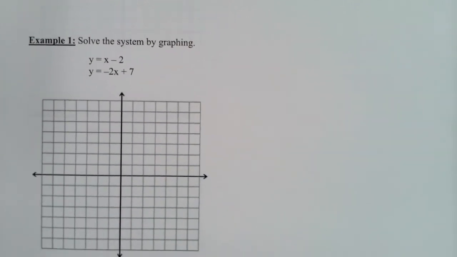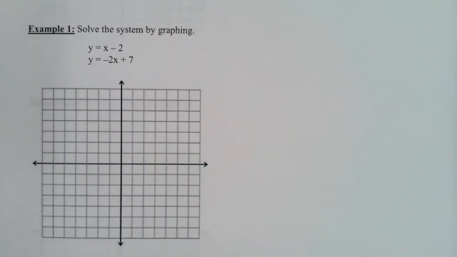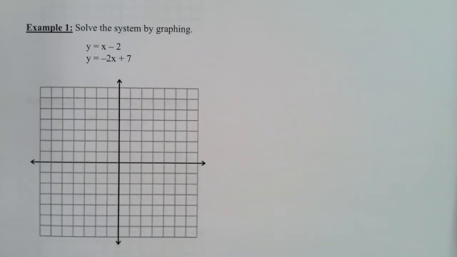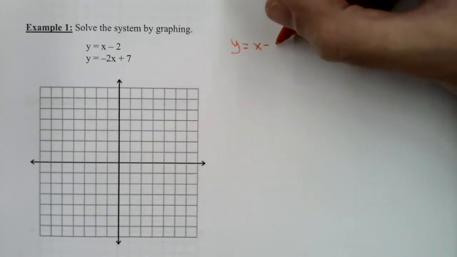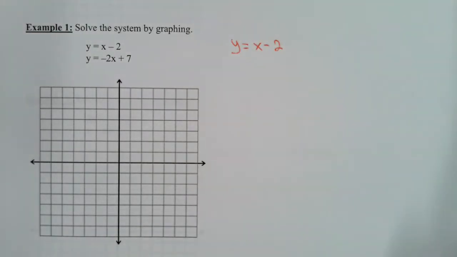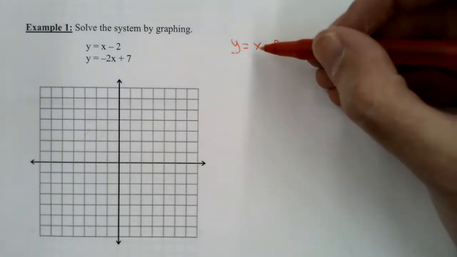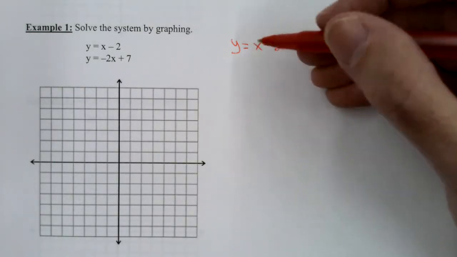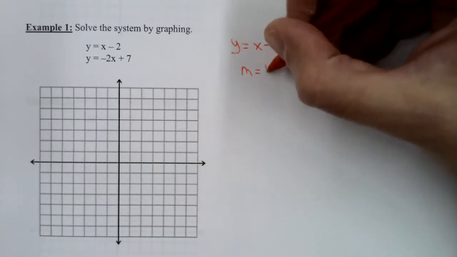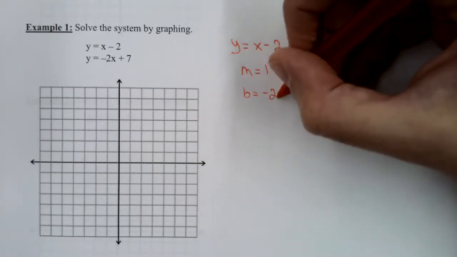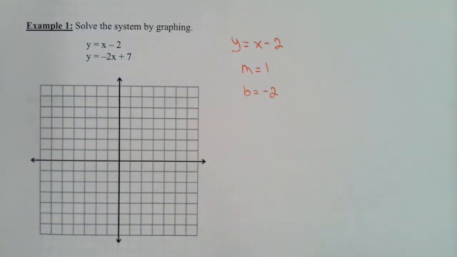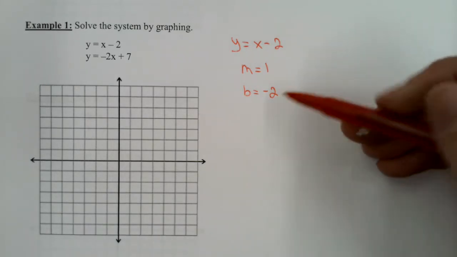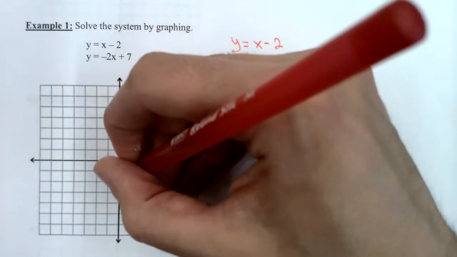All right, so let's get to our first example. It says solve the system by graphing. So let's start with the first equation, y equals x minus 2. That is in slope-intercept form, y equals mx plus b form, where the slope m is right here. There's nothing there, so that means the slope is 1, and the y-intercept is negative 2. Now remember, the y-intercept is where the graph crosses the y-axis. So the y-intercept is negative 2, crosses the y-axis at negative 2.